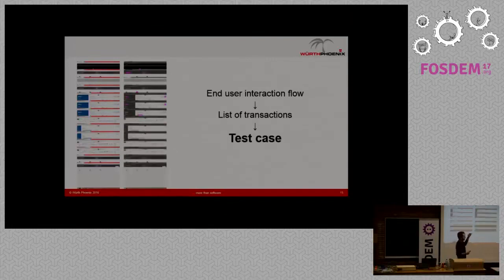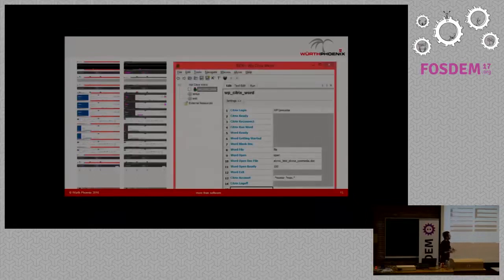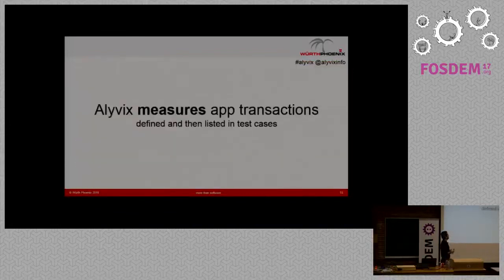So the idea is to convert every single transaction graphically. And what does it mean? It means listing Alyvix keywords in order to have what? The so-called test cases. And that's exactly what you have to do in the Alyvix editor. So if you run that test case, you can automate exactly that user interaction flow.